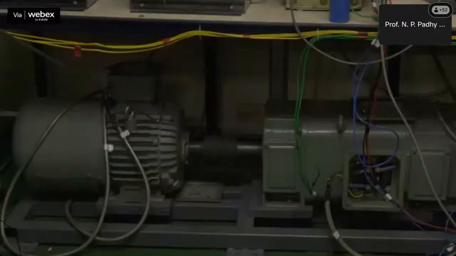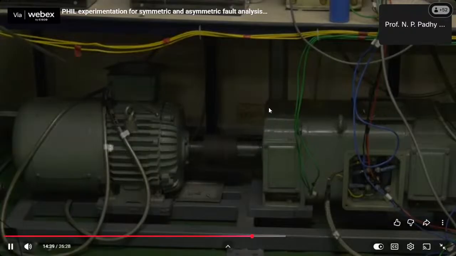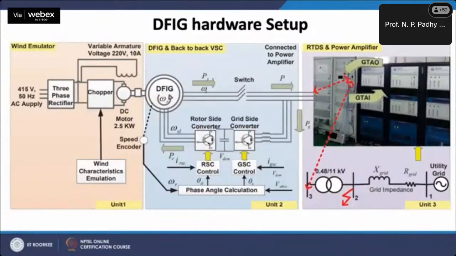The rotor of the DFIG is rotated at 900 RPM, which is 10% of the slip, with the help of the DC motor. Further, the DC motor is governed through the armature voltage control method by using the chopper, thereby emulating wind characteristics. In this case, the wind velocity is close to 7 meter per second.